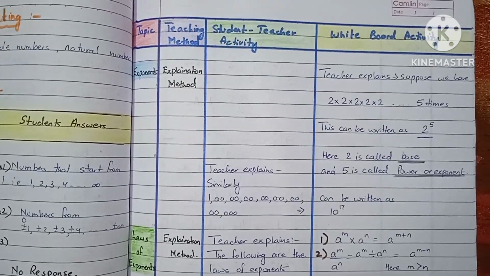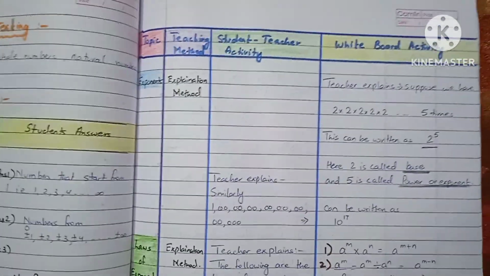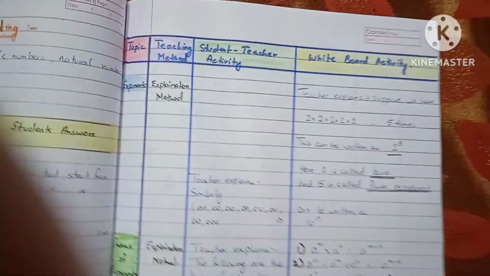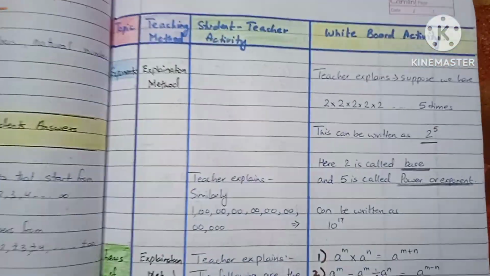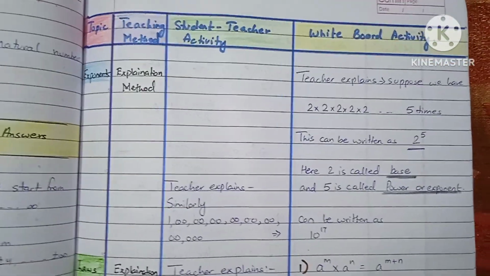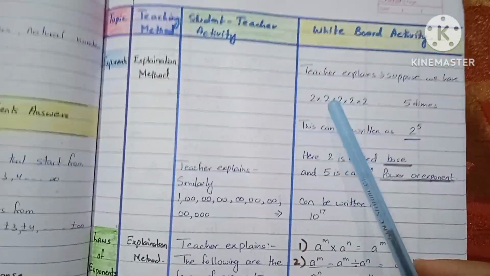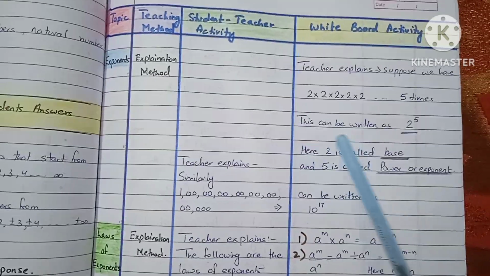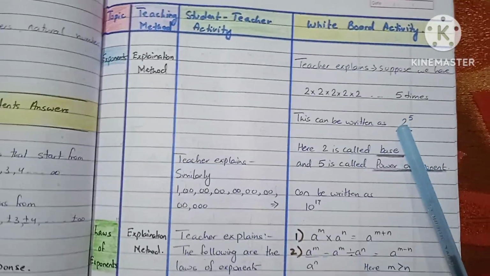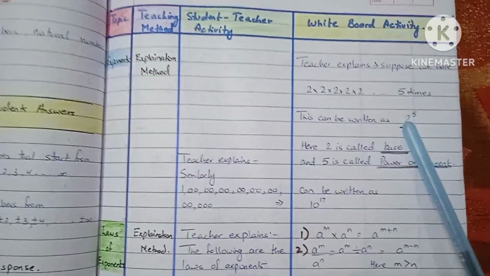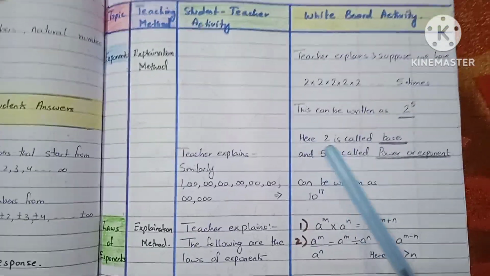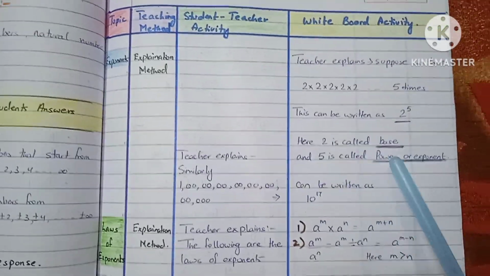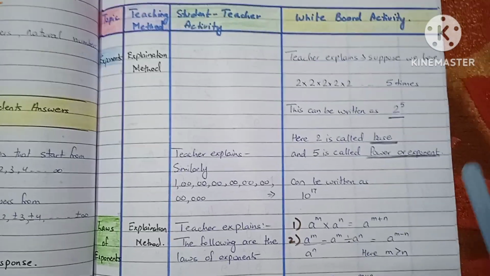Firstly, the teacher tells them what exponents are. So basically, the teacher writes over here 2 into 2 into 2 into 2 into 2. This is 5 times. So we can write this in the form 2 raised to the power 5, or 2 exponent 5. Here 2 is the base and 5 is called the power or exponent.